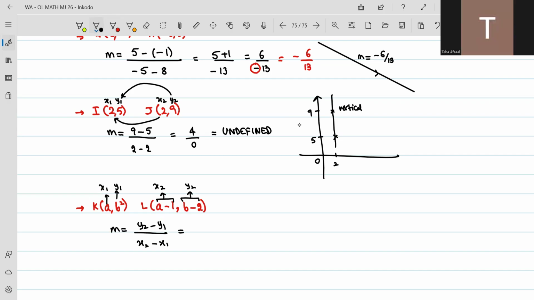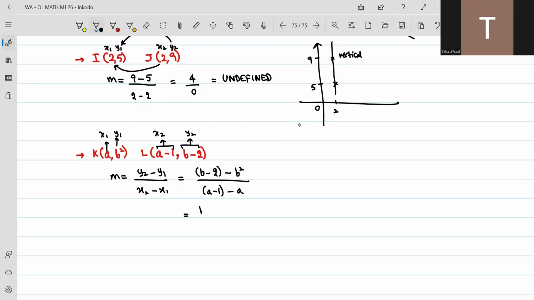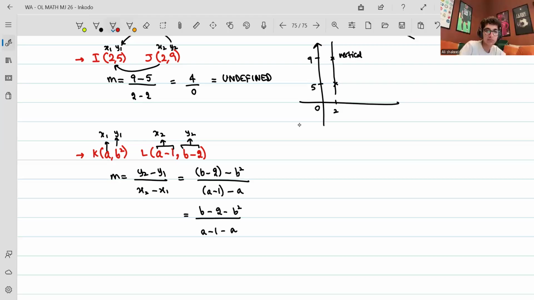That's going to be y2 minus y1, which is b minus 2 in a bracket minus y1, that is b square, and x2 minus x1 is going to be a minus 1 in a bracket minus a. Now let's factorize this. Let's see if this is solving or not. b minus 2 minus b square over a minus 1 minus a. Can I cancel out the a's? Can you look clearly? Tell me if I can cancel out the a's. Yes, I can. So plus a and minus a gone.